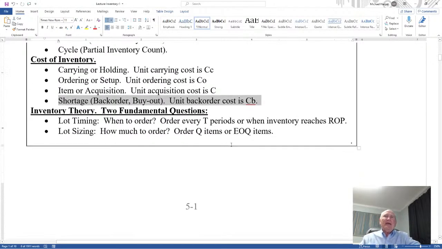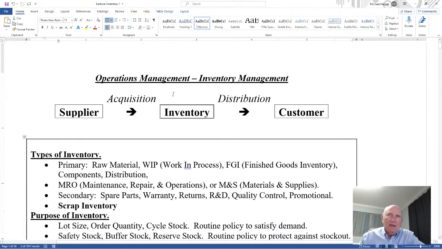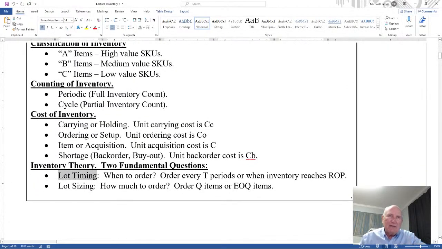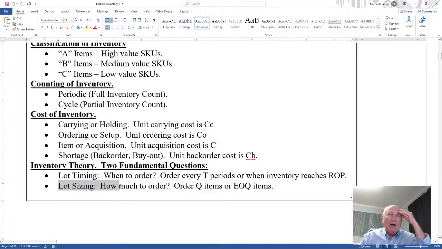Okay, now today I'm going to divide things up into two divisions. Let's back up here. Now, the decision to acquire items from your supplier. There's two fundamental questions of inventory theory. The first is lot timing. When do you order from your supplier? The second is lot sizing. How much do you order from your supplier?